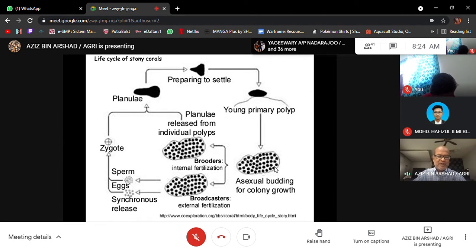So the brooders can also be for some species and do involve internal fertilization. But if they are broadcasters, they should be releasing the gametes to the outside. So for the brooders, they release the already established or well-formed planula into the water column.